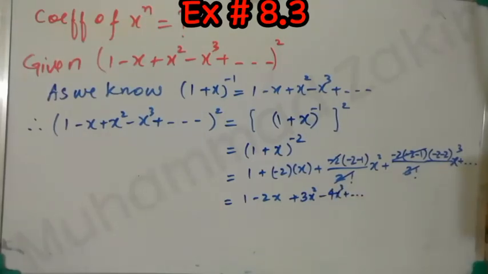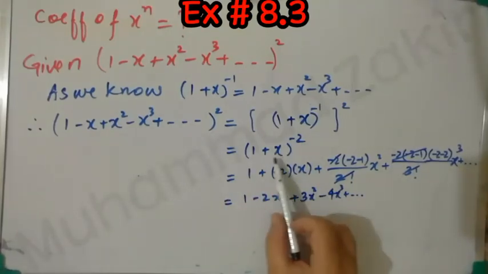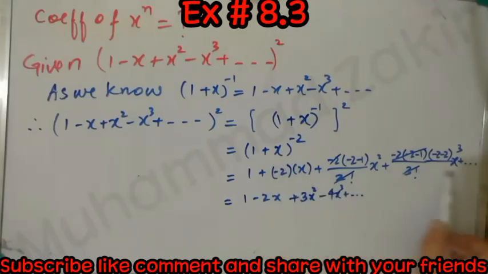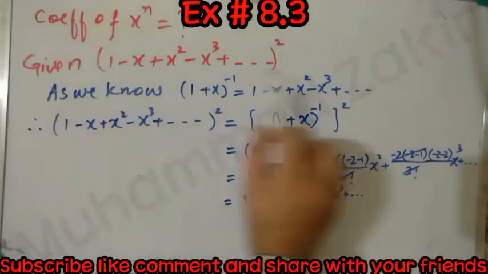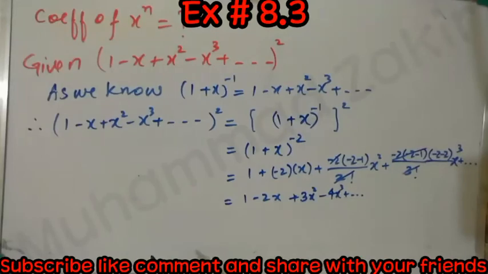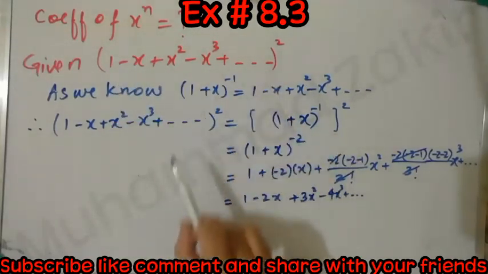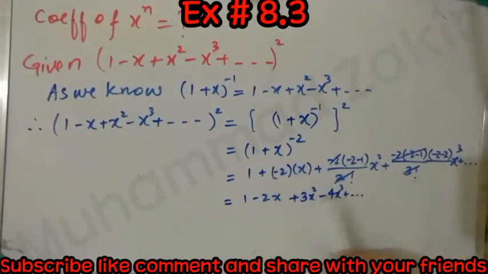Now we will write the general term, x power n. This is the entire series, nothing is multiplied by it. So this is the complete form of the expansion of the given expression, and this is its final form. X power n is required.